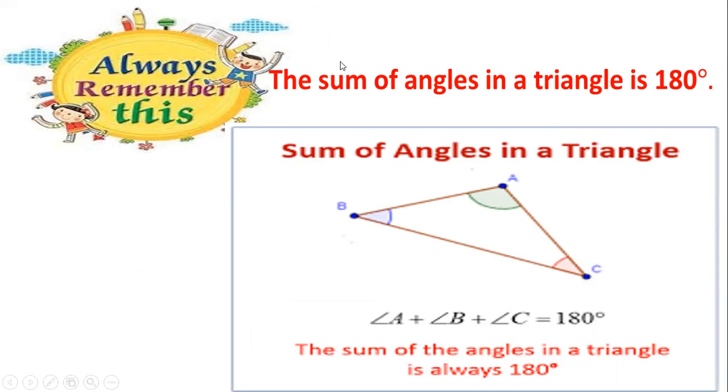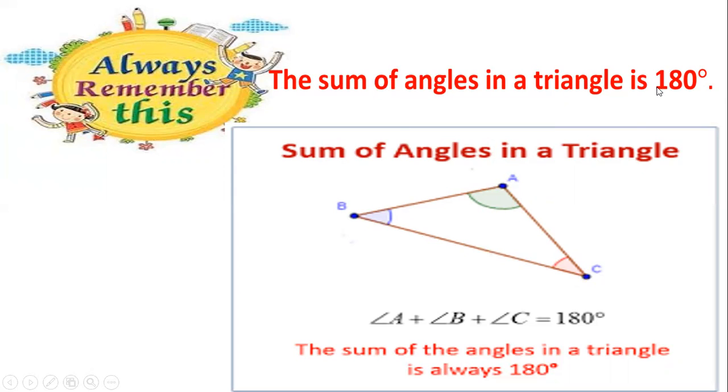Now we have something very important. The sentence I'm going to read now, please always remember it and never forget it. This sentence is very, very important. It says, the sum of angles in a triangle is 180 degrees. We have seen that in any triangle, we have 3 angles. For example, we have a triangle ABC. The angles are BAC, the first angle, ACB, the second angle, and CBA, the third angle.